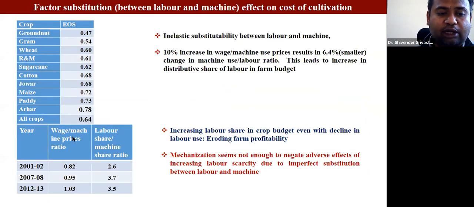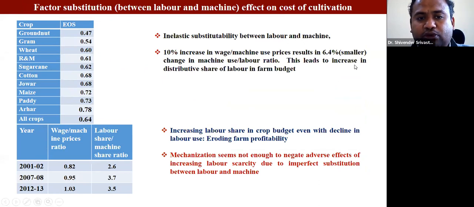Second aspect, on farm mechanization, which someone asked, what is the pace of farm mechanization. So if we estimate the elasticity of substitution between labor and machine, which is the change in the ratio of labor and machine due to the change in the relative prices of wages and machine.